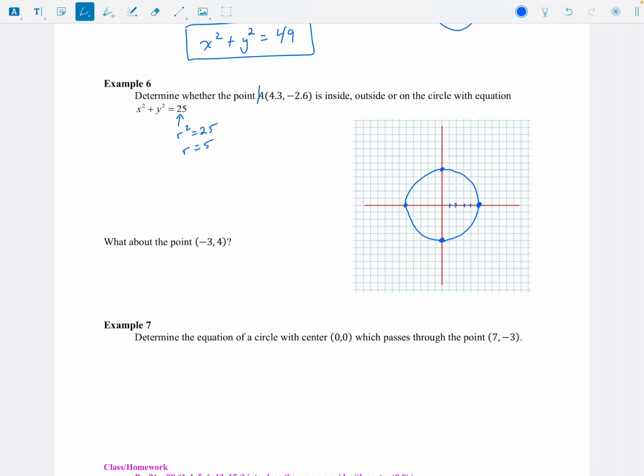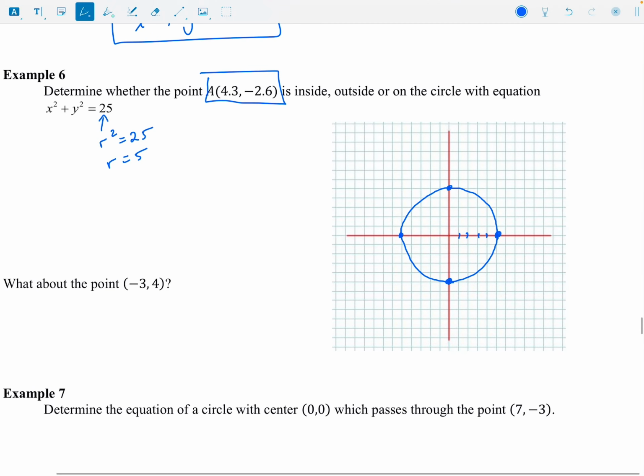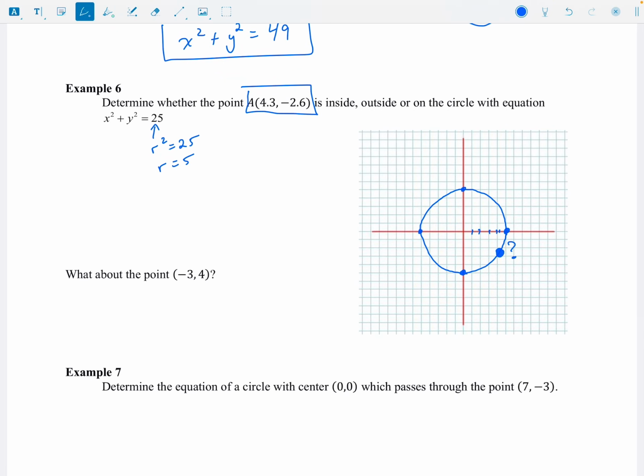There we go, that's my picture. Now we want to know, is the point A 4.3 and negative 2.6 in, out, or on the circle? So if I go to 4.3, it's about right there, and down negative 2.6, I don't know. I'm going to make a big dot. I'm just a human drawing a picture without too much accuracy, and I can't tell whether it's in, on, or outside. So what we're going to do is we're going to say, hey, this is x and that's y, and let's plug it into the equation.